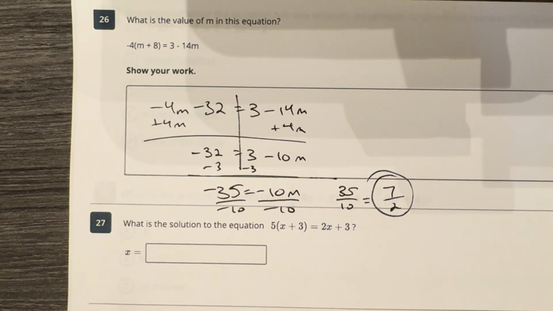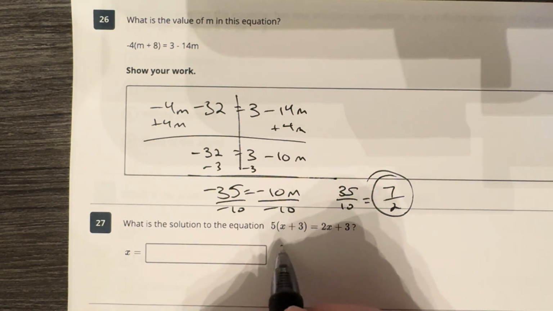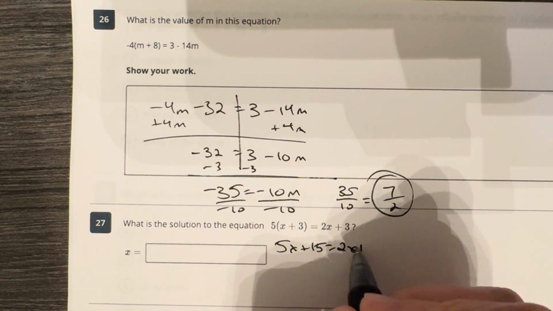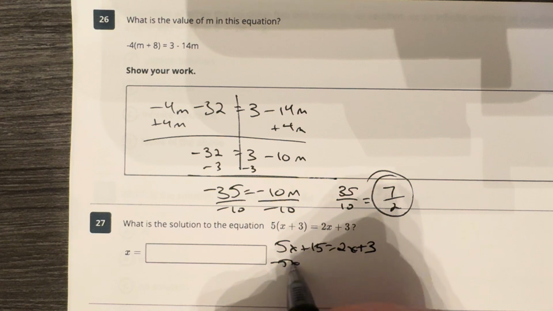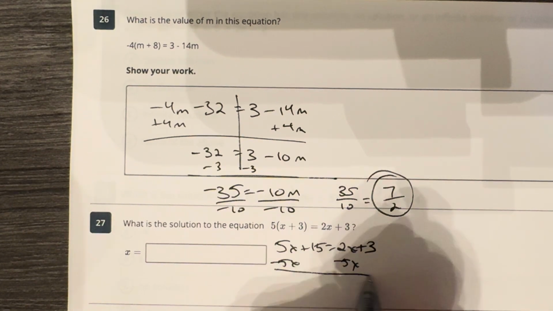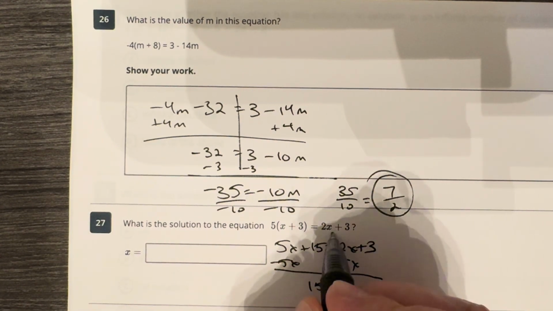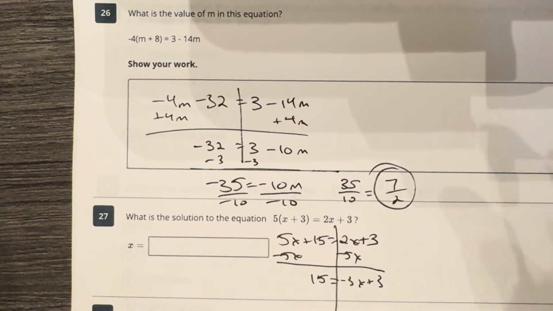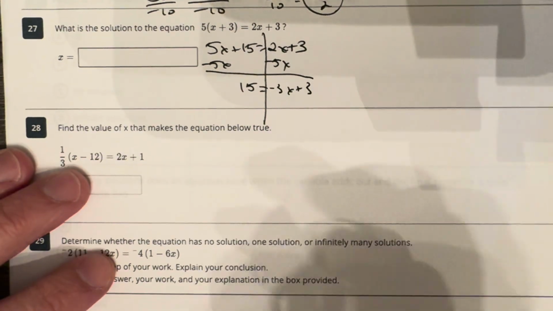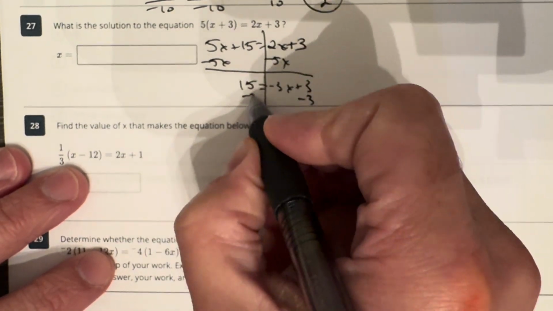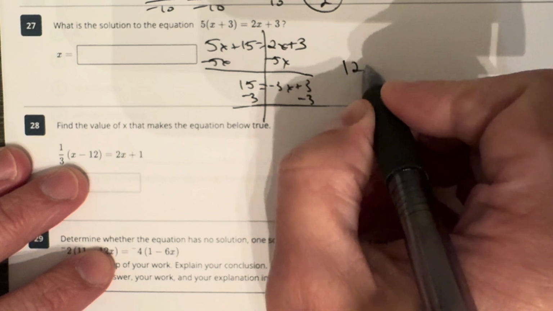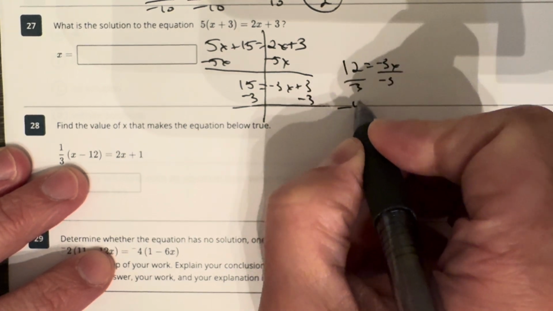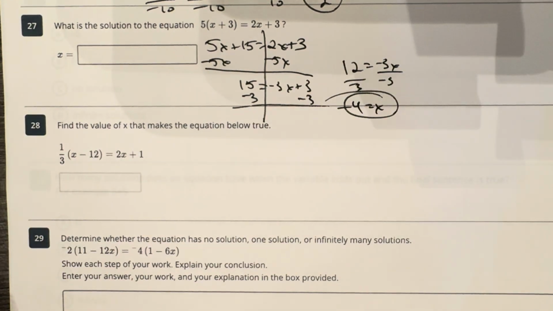Okay. Number 27, what is the solution to this equation? Okay, we're going to distribute and solve. So that's going to be 5x plus 15 equals 2x plus 3. I'm going to subtract 5x on both sides. I'm going to keep consistent with how I solve problems, right? So 15 is going to equal negative 3x plus 3. I'm sorry, I'm trying to go fast. There's a lot of problems here. Minus 3 on both sides gives me 12 equals negative 3x. We'll divide by negative 3 on both sides, and negative 4 is going to be my x value, okay?